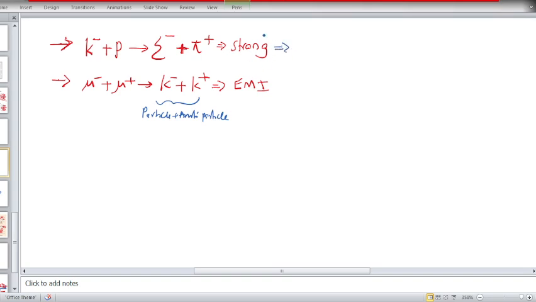This is strong because all are hadrons here. All are hadrons. I will just give you one example for weak.